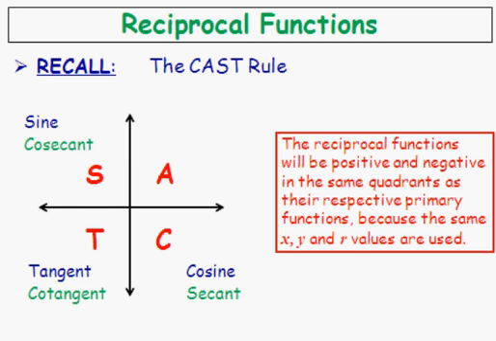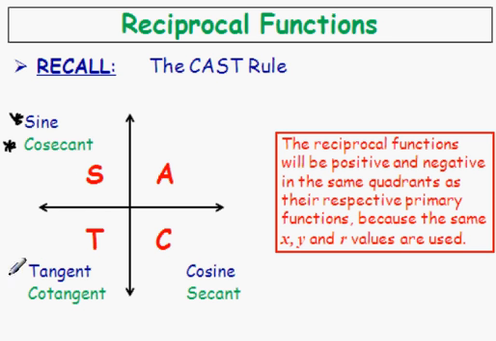Okay, the second part of this lesson, we're just going to talk about negative angles. To finish off with the reciprocal functions, if you remember, the CAST rule remains the same for the reciprocal functions. In the first quadrant, all of the reciprocal functions are positive. In the second one, sine is positive. We know that from the CAST rule, which means that cosecant is also positive because sine and cosecant match up. They're reciprocals of each other.